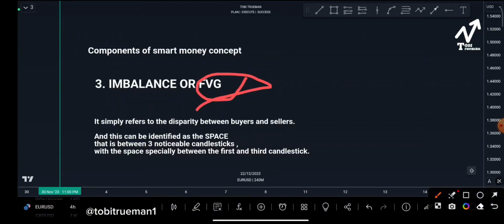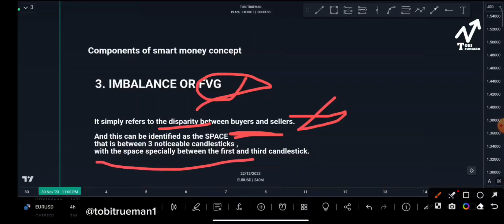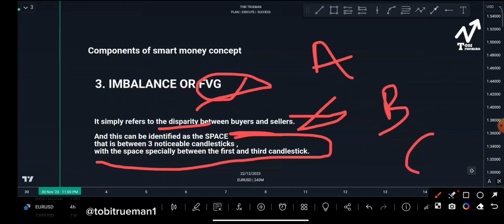And then what does imbalance or FVG mean? It simply refers to the disparity between buyers and sellers. This can be identified as the space between three noticeable candlesticks, especially between the first and third candlestick. So these three noticeable candlesticks, we can tag them as A, B, and C.